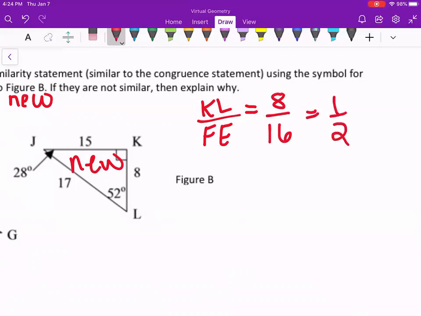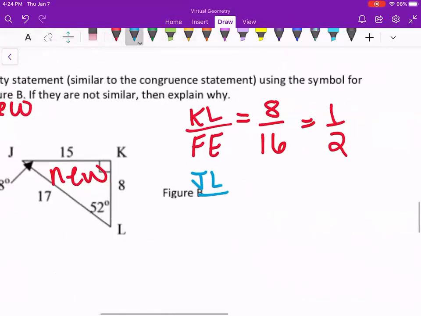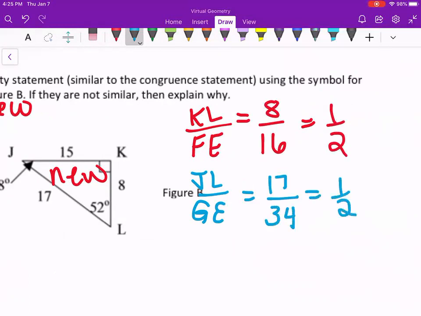All right, let's do the other matches and see what we get. All right, now let's do JL. So JL over GE, which is 17 over 34 for 1/2. So far, so good.